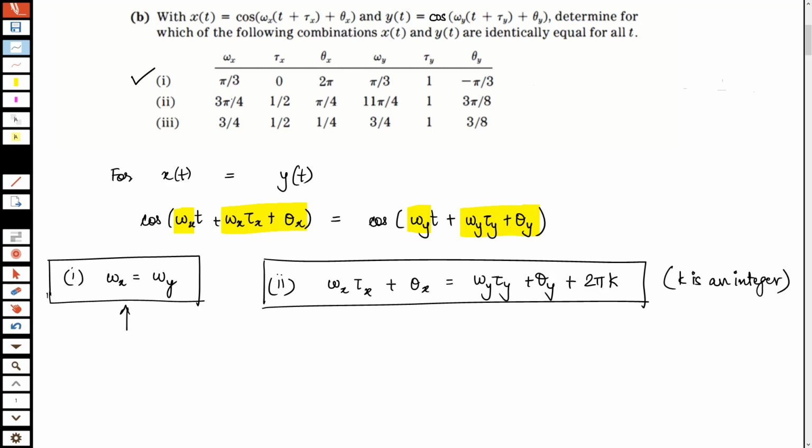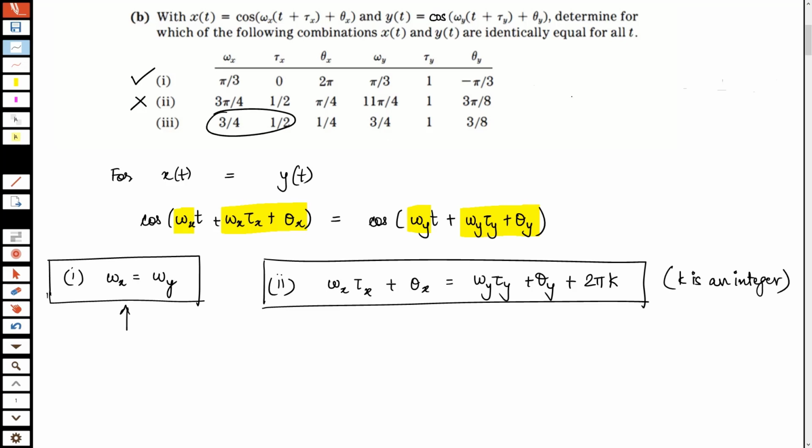For the second case, omega x is 3 pi by 4, omega y is 11 pi by 4. The frequencies are not same. There is no need to check any further. This cannot guarantee that x(t) and y(t) will be equal. Third case, omega x is 3 pi by 4, omega y is 3 pi by 4. So frequencies are same. We go to the second check.